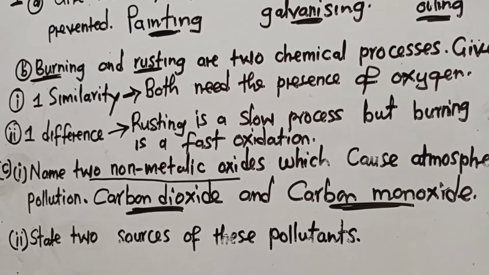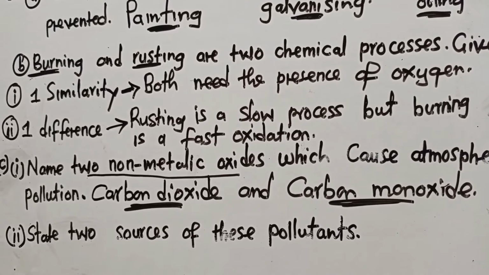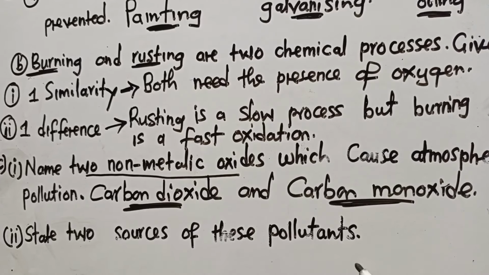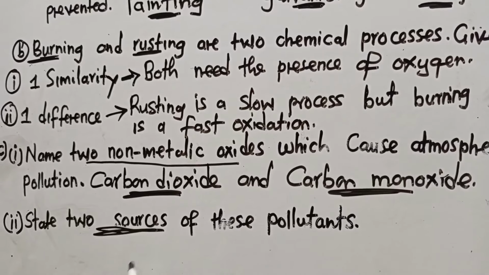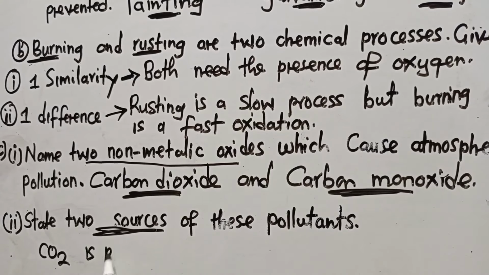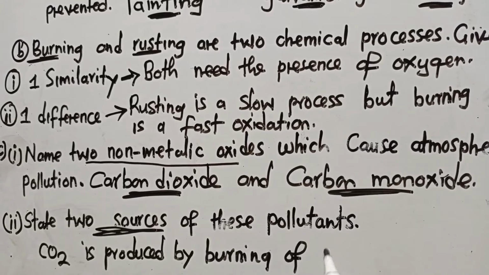We now move to the last question, where they are telling us to state two sources of these pollutants. What are the processes, the sources of these pollutants? One, carbon dioxide is produced by burning of fuels. You tell them that carbon dioxide is produced by burning of fuels. This is what you are supposed to know and understand.